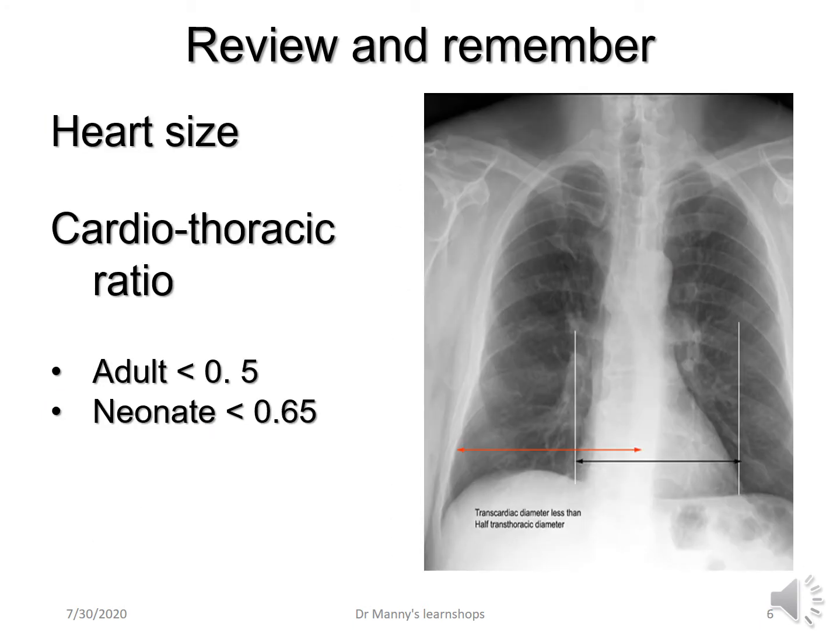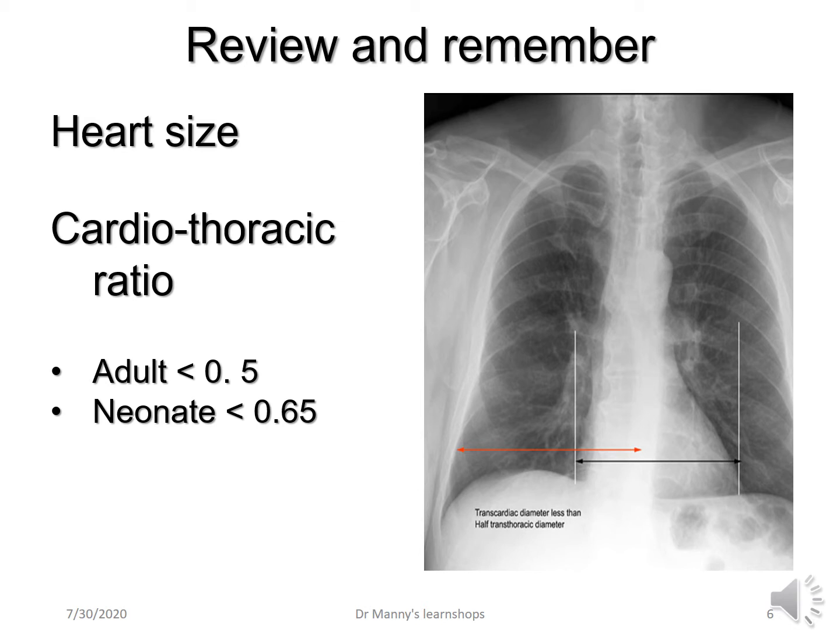First of all, let's look at the heart size. Now when you become familiar with looking at chest x-rays, you'll get a gut feeling about what should be normal and what is not normal. However, you can use what is called the cardiothoracic ratio, which is a measurement of the transcardiac diameter and the thoracic diameter. Essentially you're measuring how wide the thorax is from end to end and how wide the heart is from end to end.